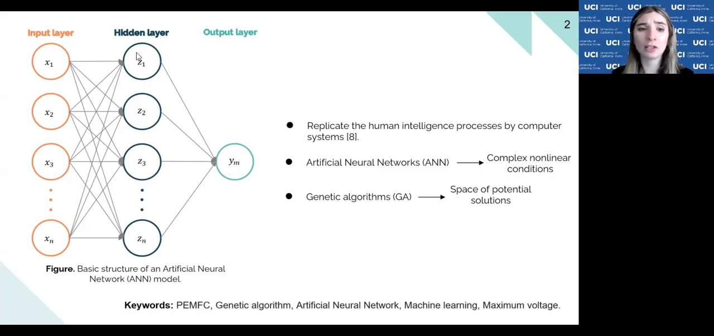So the figure on your left over here shows the basic structure of an artificial neural network, or an ANN, as I will refer to it in the next slides. In this case, you can see that it's like the simplest ANN model. It's made from 3 layers: the input layer, the hidden layer, and the output layer.